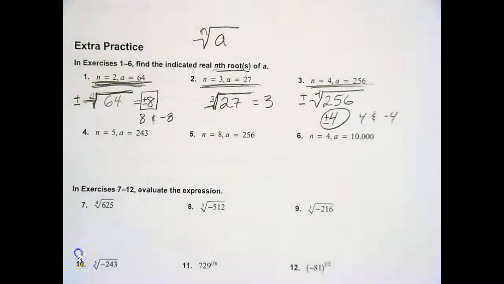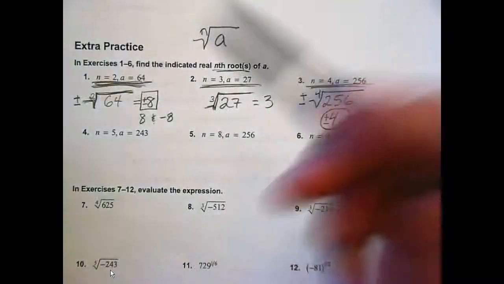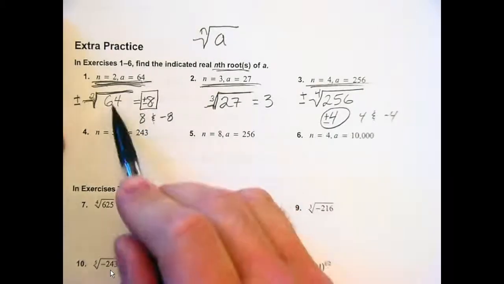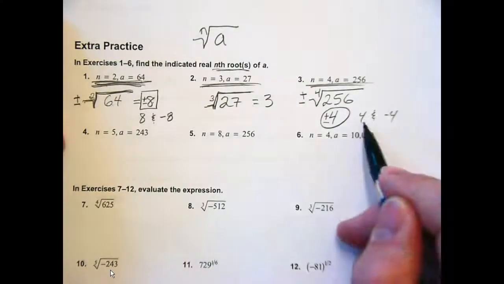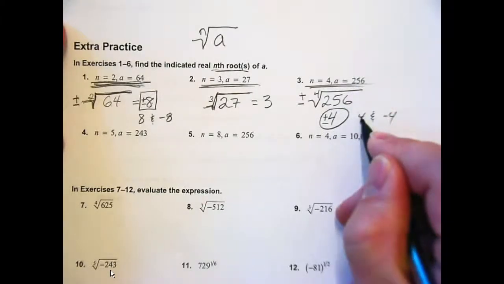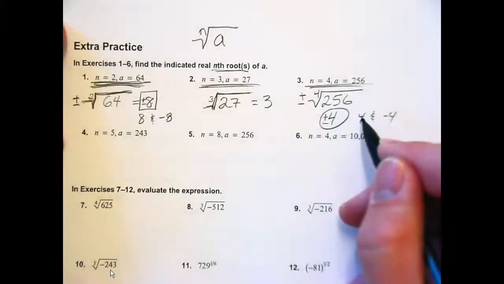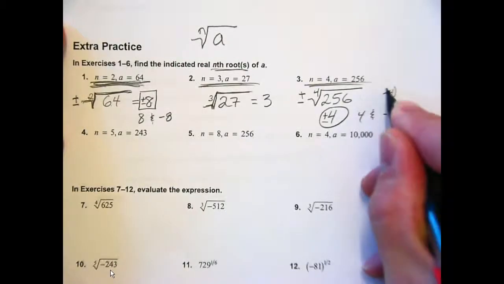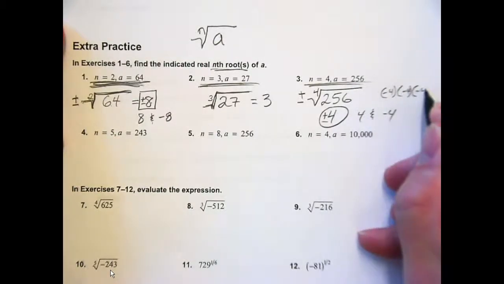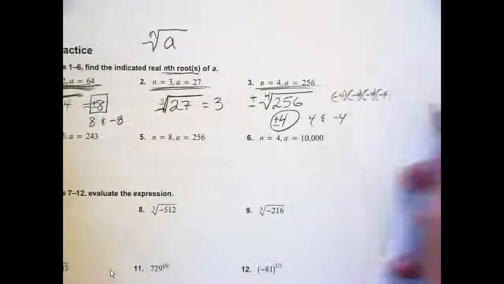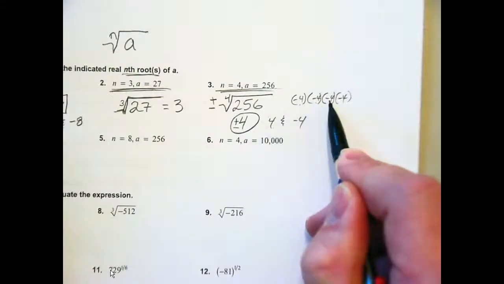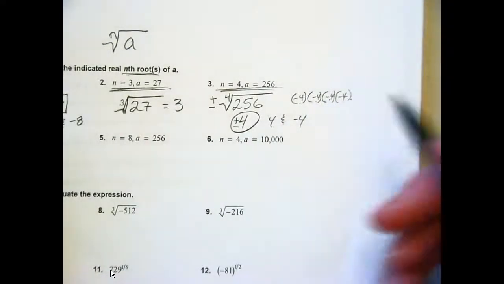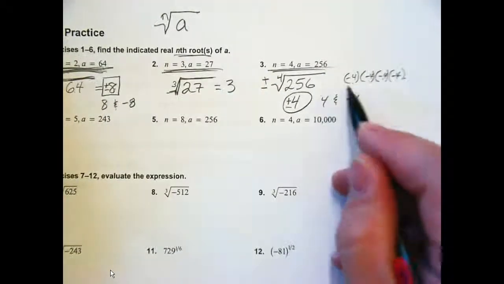Uh-oh. That's not good. Yeah, you have to, because positive 8 times positive 8 is 64 and negative 8 times negative 8 is 64. Here, positive 4 times positive 4 times positive 4 times positive 4 is positive. Now if I do negative times itself 4 times, negative times negative is positive, times negative is negative, times negative is positive. Okay? So you have to use both plus and minus.